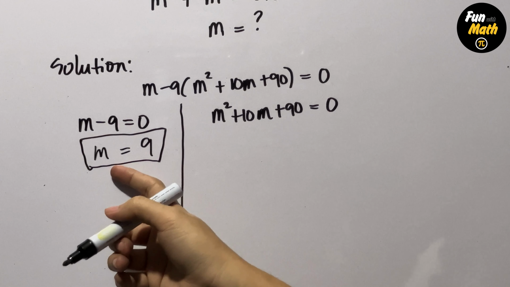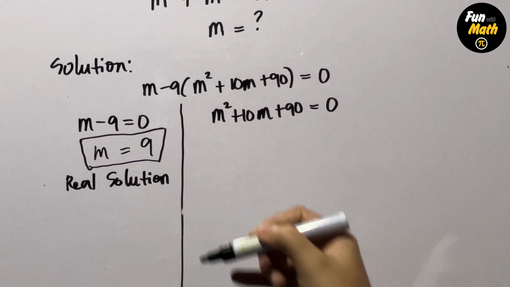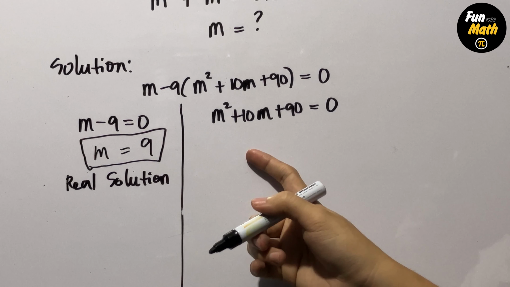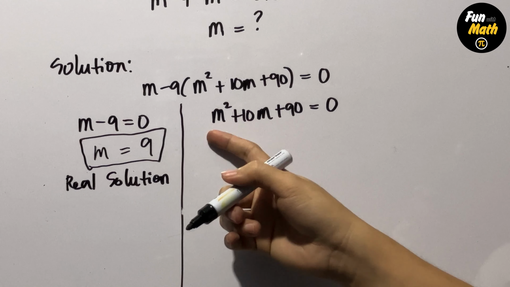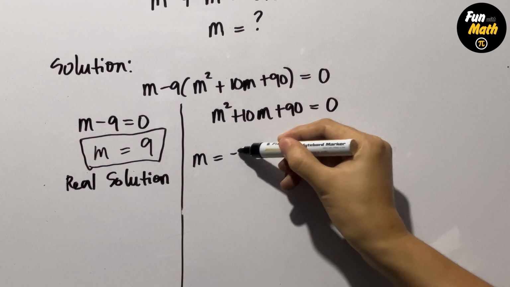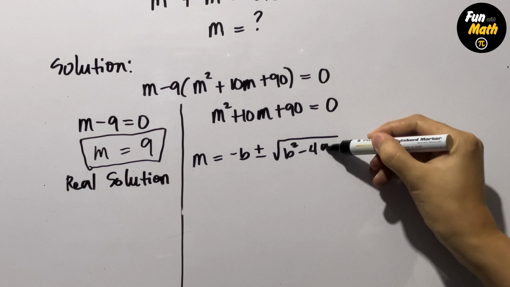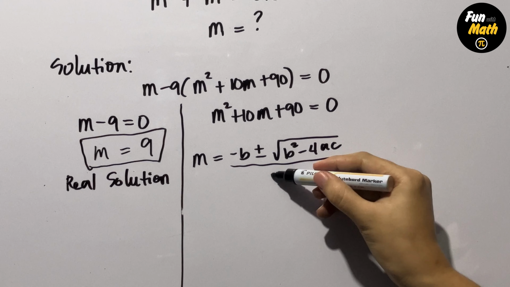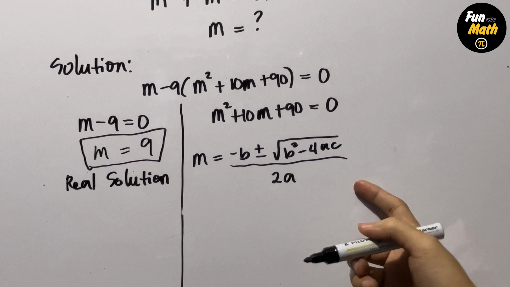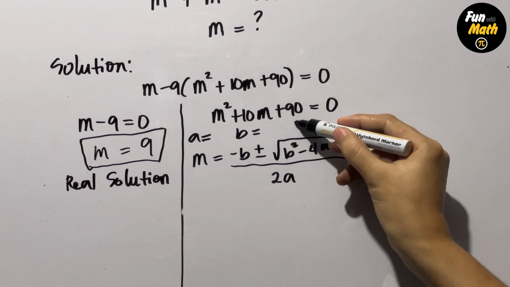And this is called our real solution. And on this side, we have the quadratic equation. To find the values of m, we can use the quadratic formula, that is m is equal to negative b, positive negative square root of b squared minus 4ac, all over 2a.